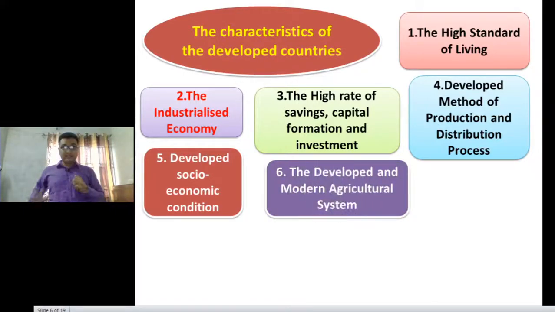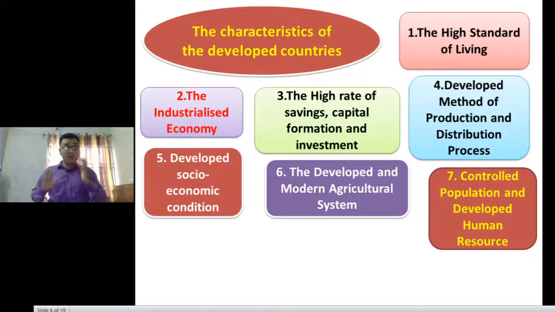The next characteristic is the developed and modern agriculture system. Dear students, in this type of countries, they use modern technology in the agriculture sector, so they are able to grow more crops from their lands than the underdeveloped countries, which are highly dependent on agricultural land. Okay, so this is one of the characteristics of the developed countries.